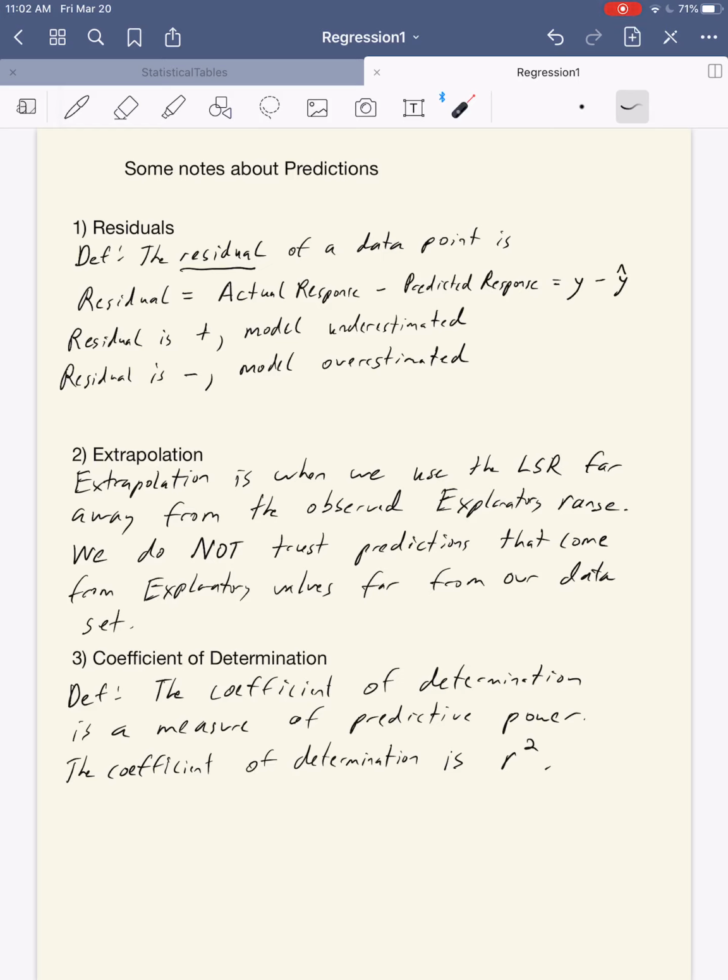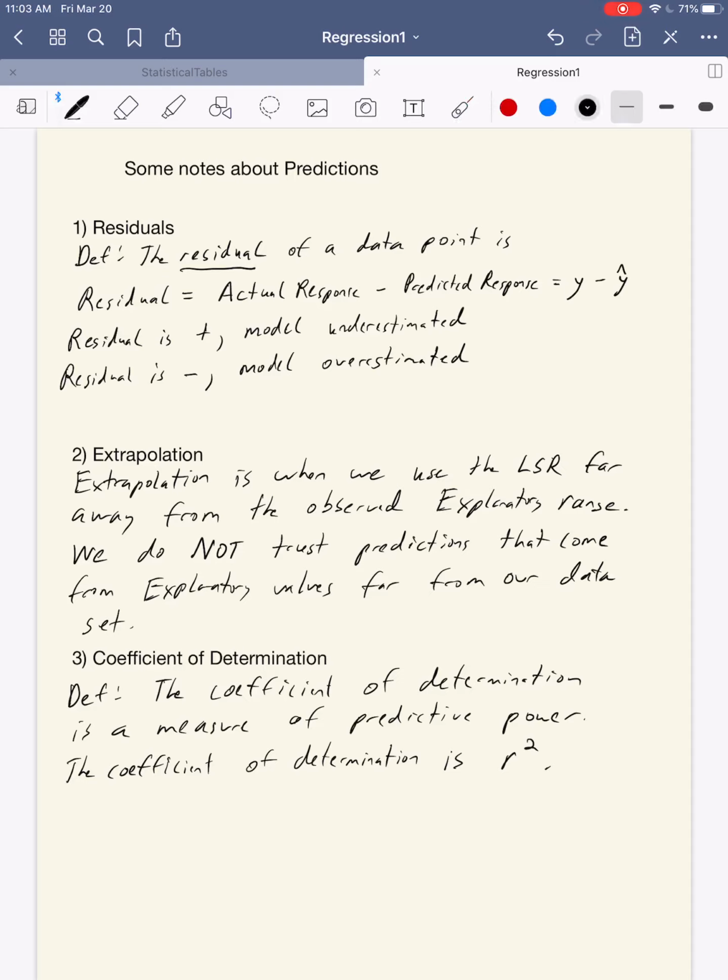If for some reason you're not typing data in to your LinReg ax plus b and you just know the R value, well, you can calculate R squared by literally squaring the R value. So just be aware that the coefficient of determination is directly related to the correlation coefficient.